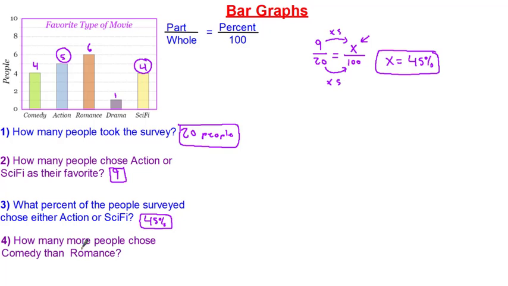Okay, lastly, how many more people chose comedy than romance? So there were 4 people who chose comedy and 6 people who chose romance. So 4 versus 6. So since it says how many more people, I'm just going to find the difference. So 4 minus 6 is equal to 2. So there were 2 more people who chose romance over comedy. All right, so this is actually written in reverse. Okay, and that's it.